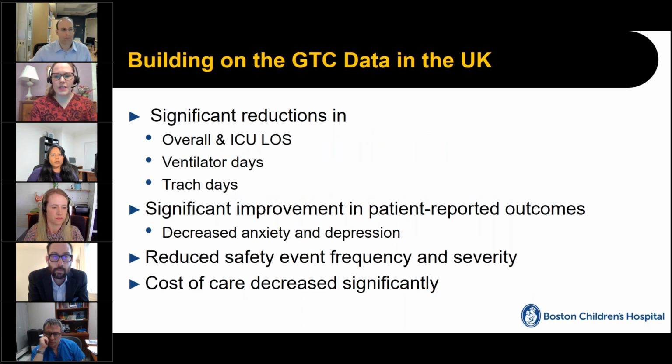After the adoption of the intervention bundle, lengths of stay overall and in the ICU, as well as trach days and ventilator days, declined by 20%. Patient-reported outcomes like depression and anxiety decreased by nearly half. The safety event frequency and severity were also halved, which would translate to nearly 200 lives saved annually if the project was extended nationally. Additionally, costs of care were significantly lower, and wide adoption would translate to a substantial savings of $275 million each year for the National Health Service.